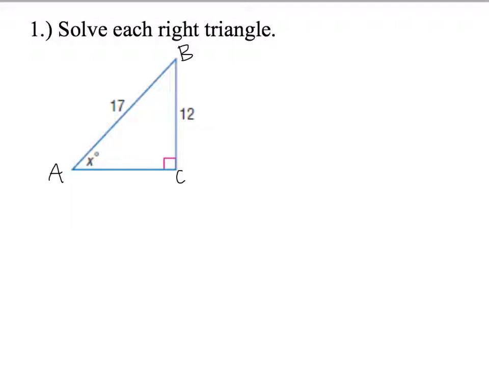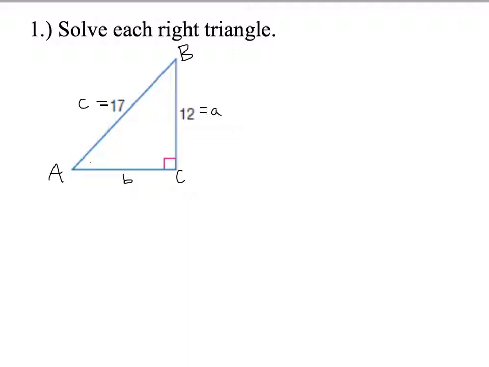The sides are lowercase and they match the one opposite it. So little a is opposite big A, little c is opposite big C, and little b is opposite big B. Don't worry about putting that X because we're going to solve the triangle, so we're going to be looking for all of them. I'm just going to get rid of that so we don't have a million different variables.